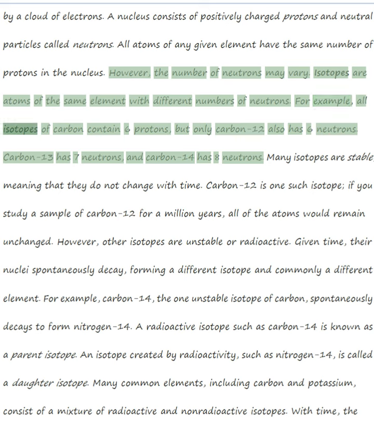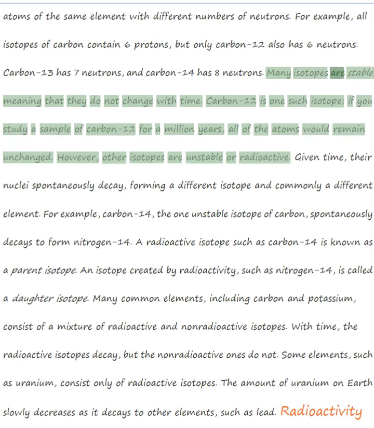For example, all isotopes of carbon contain 6 protons, but only carbon-12 also has 6 neutrons. Carbon-13 has 7 neutrons, and carbon-14 has 8 neutrons. Many isotopes are stable, meaning that they do not change with time. Carbon-12 is one such isotope. If you study a sample of carbon-12 for 1,000,000 years, all of the atoms would remain unchanged.